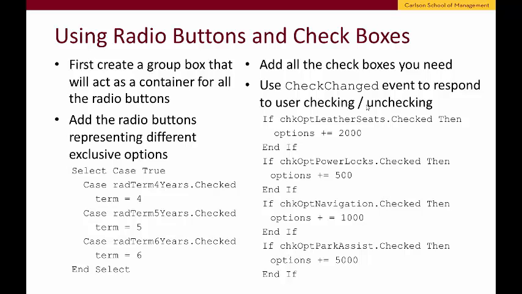This slide shows two examples of using radio buttons to validate loan term as either 4, 5, or 6 years instead of using the txtTerm text box. And additional options the buyer can choose when purchasing a vehicle are implemented with a set of checkboxes on the right side of the slide. Any combination including all or none of these options can be selected by the user.